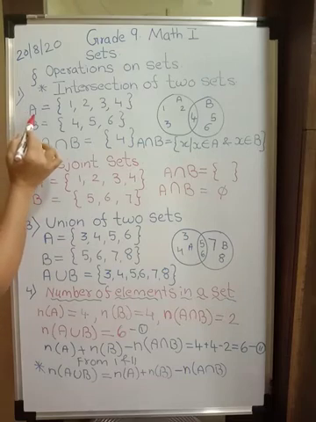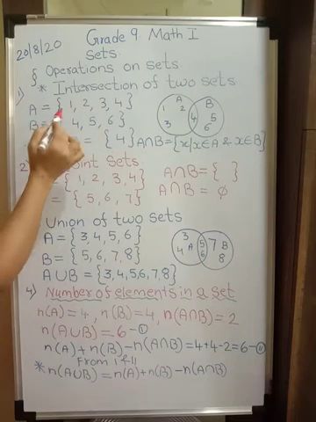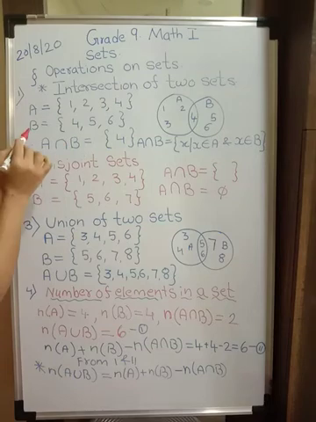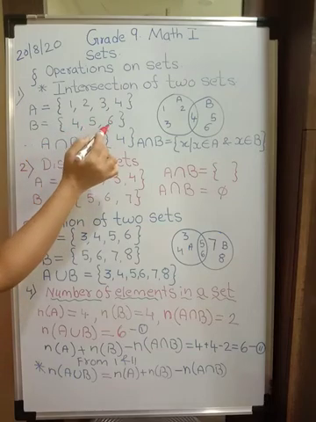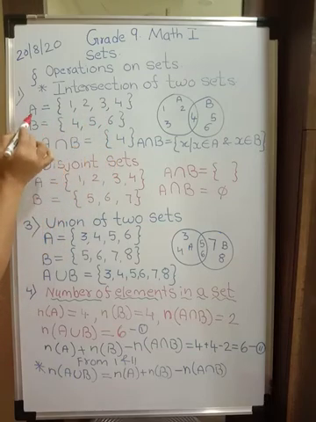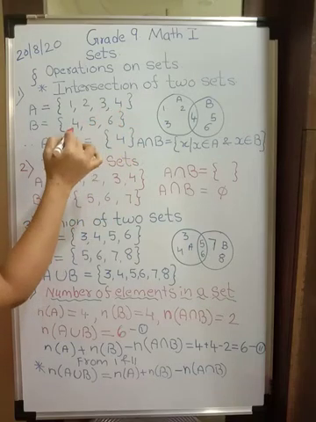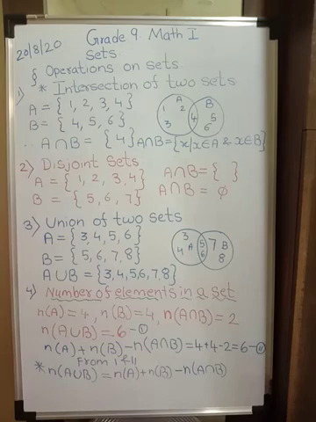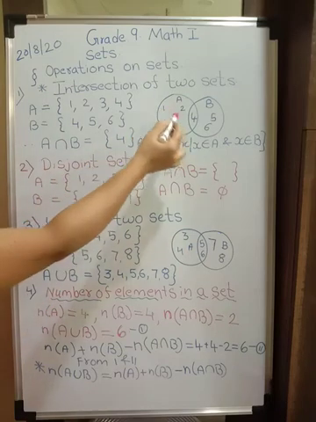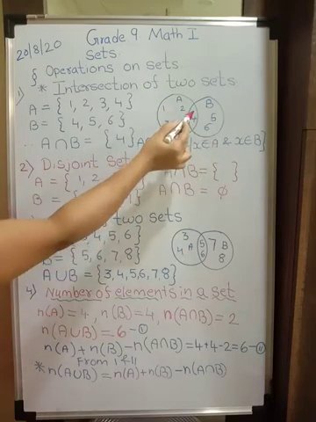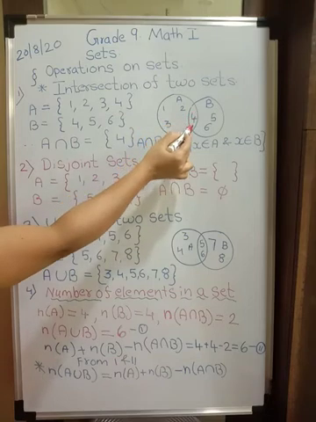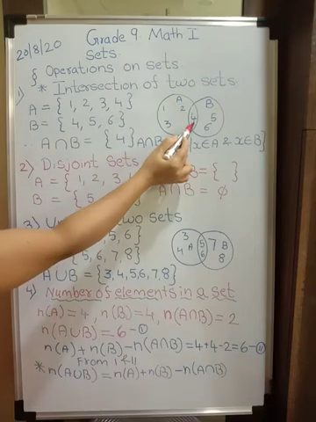For example, set A has elements 1, 2, 3, 4. These are the numbers present in set A. Set B has numbers 4, 5, 6. Now which is the common number present in A also and B also? It is 4. This is the common number which is present in both the sets. And therefore if this is set A and this is set B, you come to know that intersection is this middle part and it contains number 4.